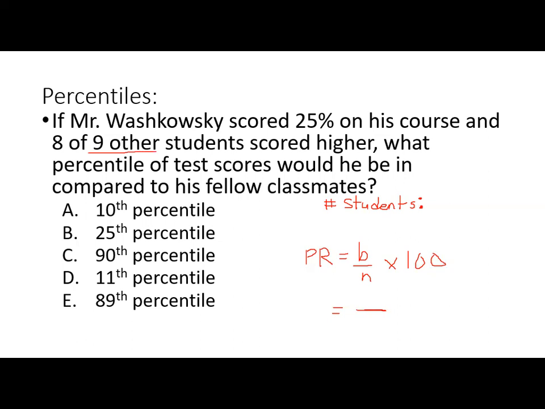So let's find out. All of these are possible answers you could get. Only one of these is correct, but it's really easy to make a mistake and get to one of these other ones. So first off, how many total students are there? 10. There's 9 other students. I'm a student too. There's a total of 10 of us.